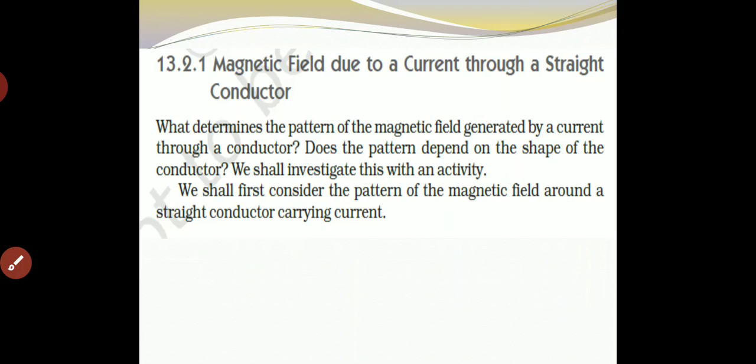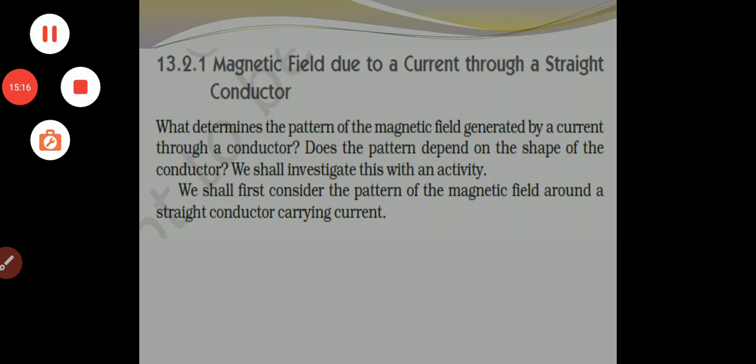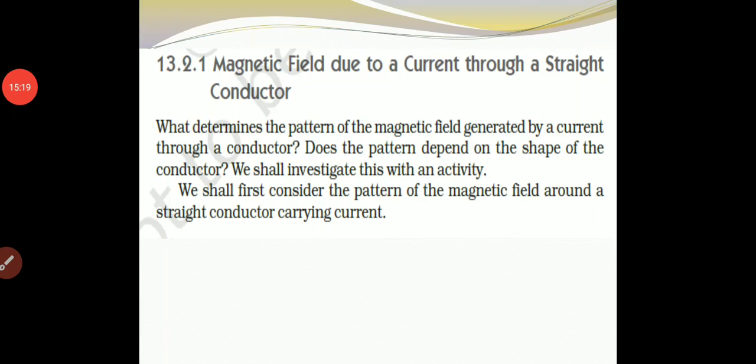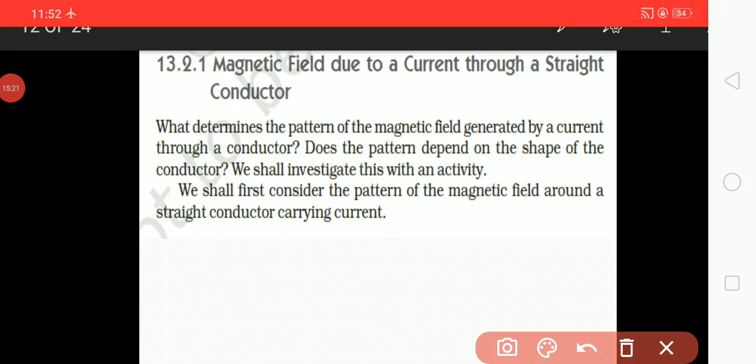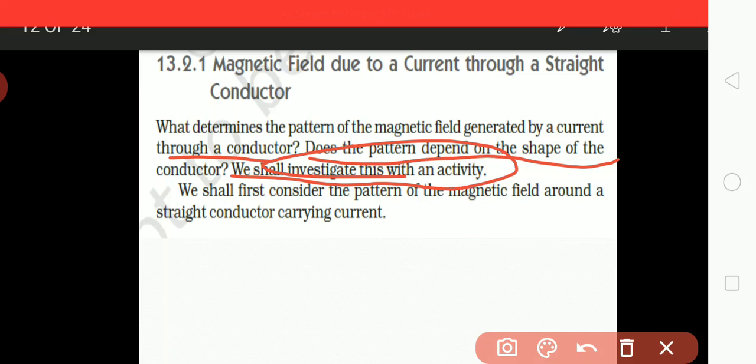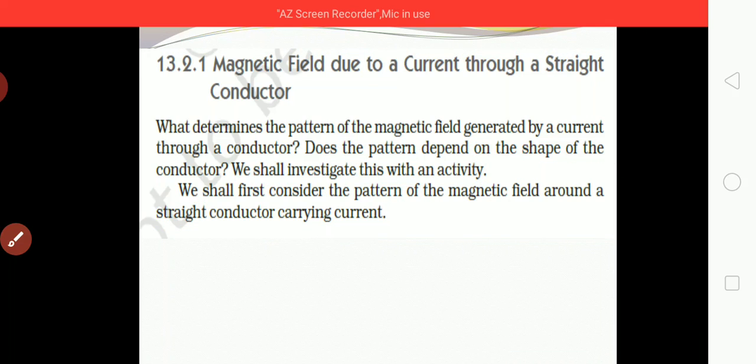Now the next topic is magnetic field due to current through a straight conductor. Now we will study that. What determines the pattern of the magnetic field generated by a current through a conductor? Does the pattern depend on the shape of the conductor? We shall investigate this with an activity. We shall first consider the pattern of magnetic field around a straight conductor carrying current.